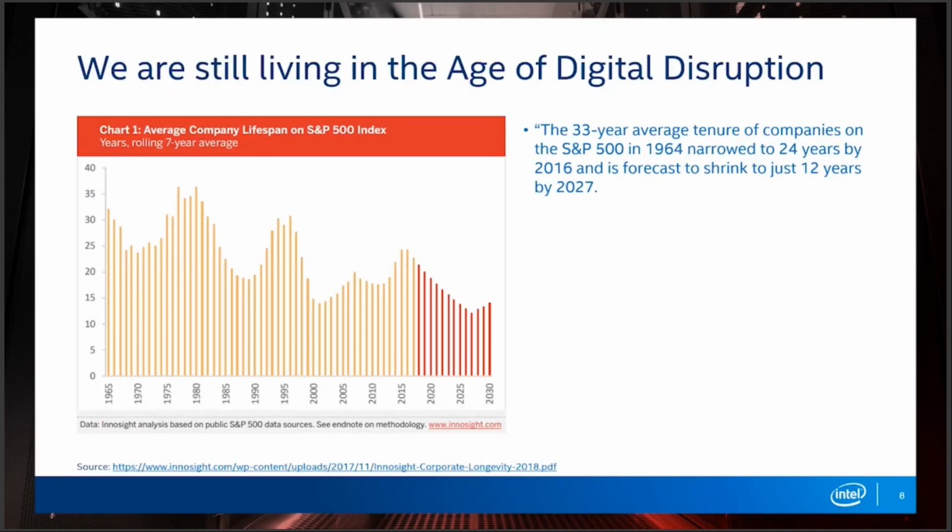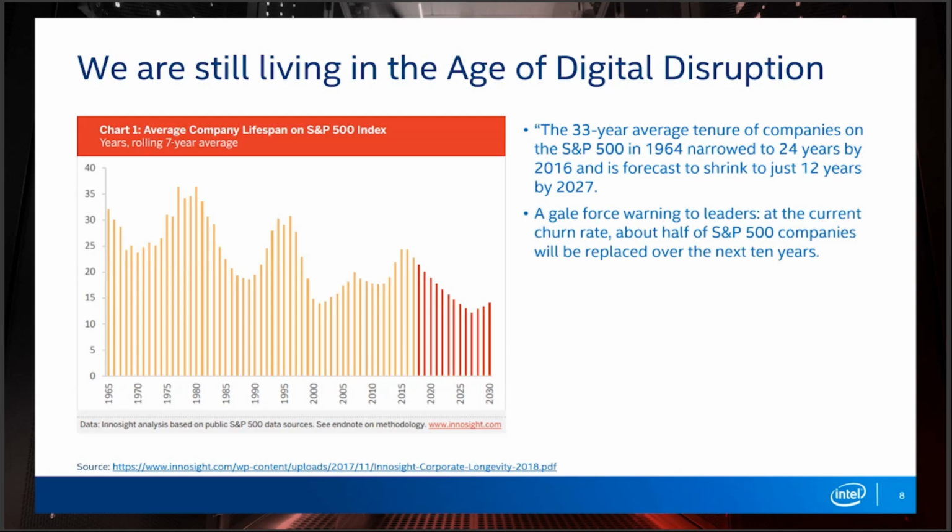Innosight produces a white paper on a periodic basis where they track, among other things, the lifespan of companies on the S&P 500. And it's shrinking, and it's been shrinking. In fact, at this current churn rate, they're predicting that half of the companies on the S&P 500 will be replaced over the next 10 years. And if you go to their website or read the paper, they show you the companies that have fallen off the S&P 500 and the new ones that have come on in recent times.